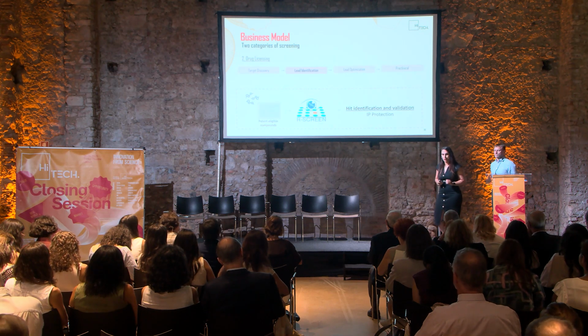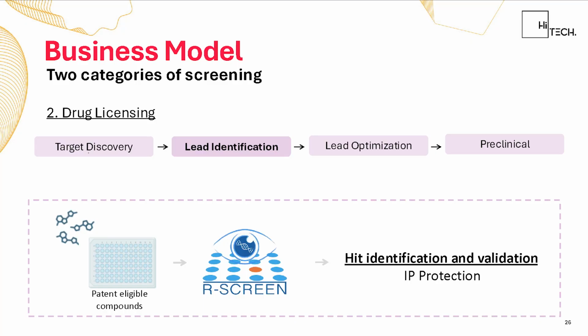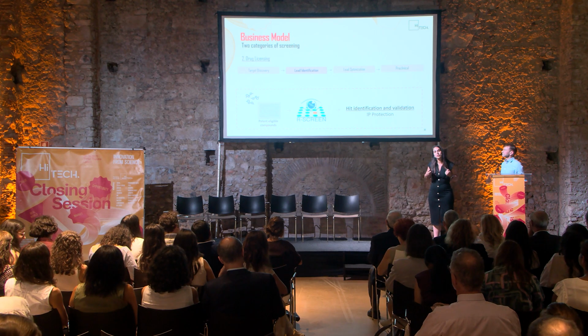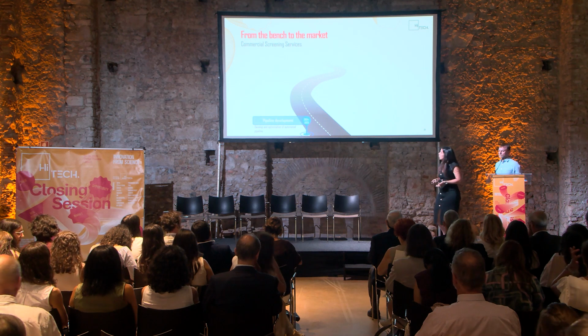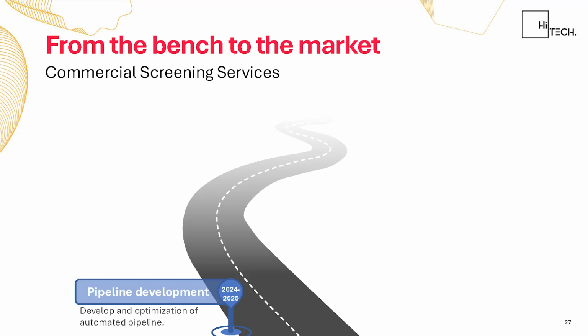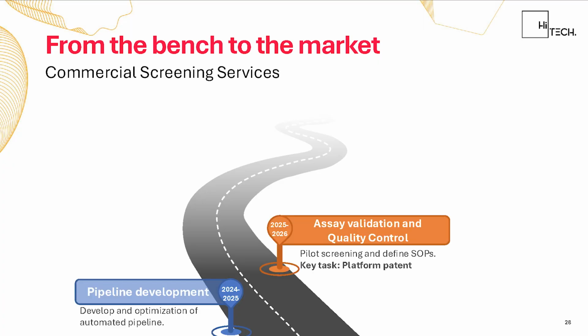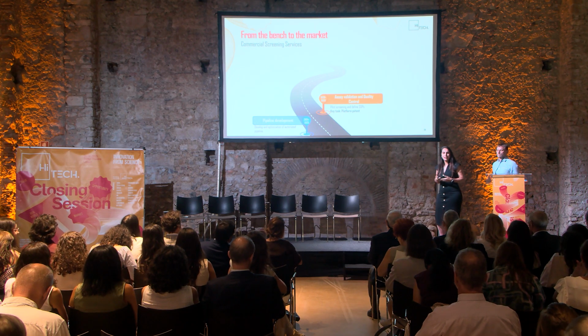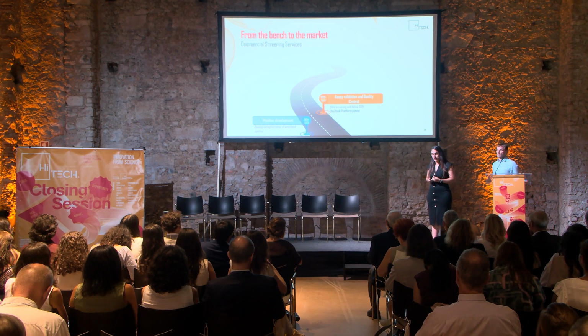Second, and very important, we will also focus on drug licensing. We will buy libraries that are publicly available, we will screen, and then perform identification and validation, and then protect the IP of these new drugs that we can identify. We started with the pipeline development, and currently we are performing assay validation and quality control by performing pilot screenings and defining standard operating procedures.